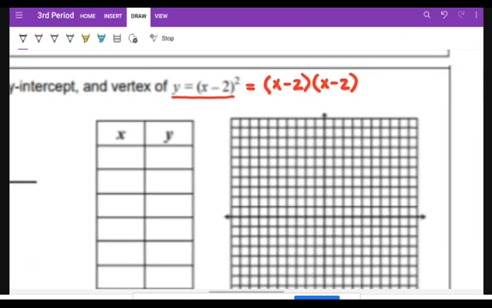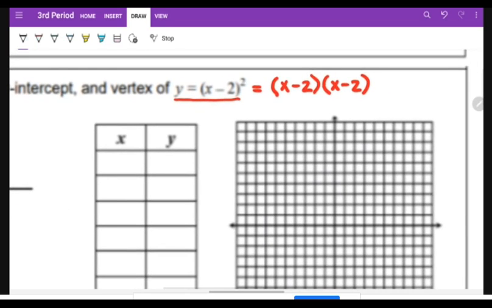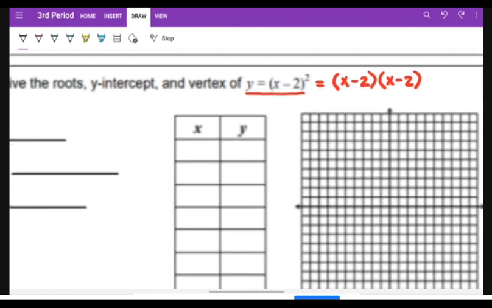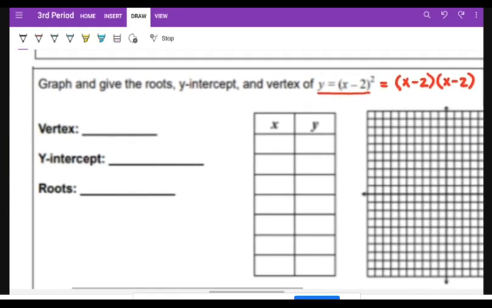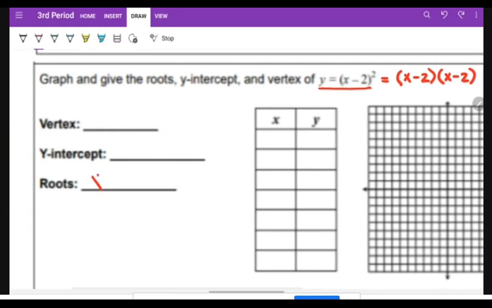So when we go to find our roots, we're looking at the opposite of the factors we started out with. And since we started out with negative 2 and negative 2, our roots are going to be positive 2 and positive 2. But it's a little silly to write the same answer twice. So all we really have to say on this for our roots is that our root is at x equals 2. We don't have to list it twice.